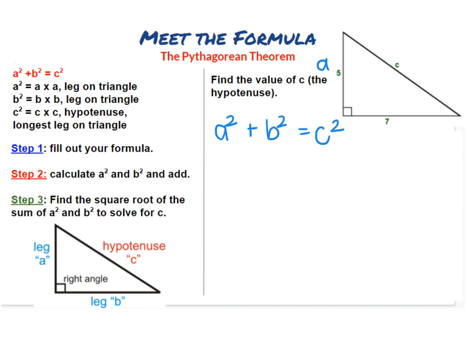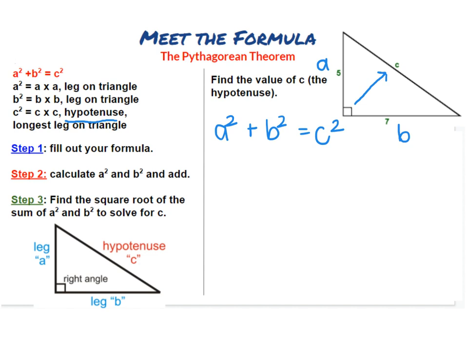A could be 5, b could be 7, since those are the legs connecting the right angle. C is always the side that is the longest, and it's always across from the right angle. C is also considered the word hypotenuse.